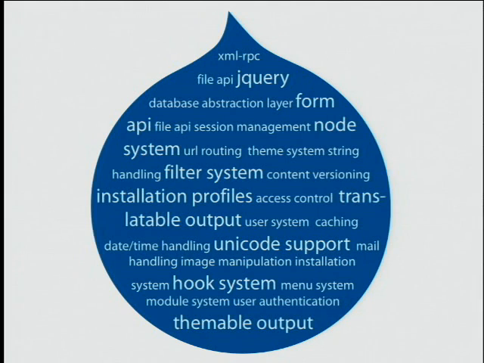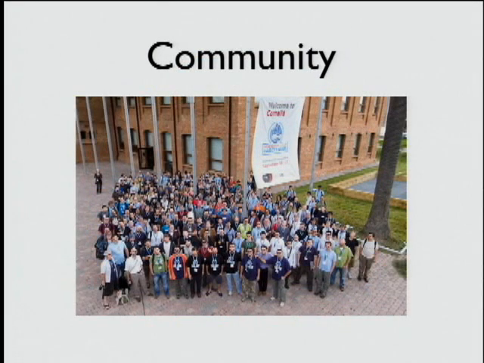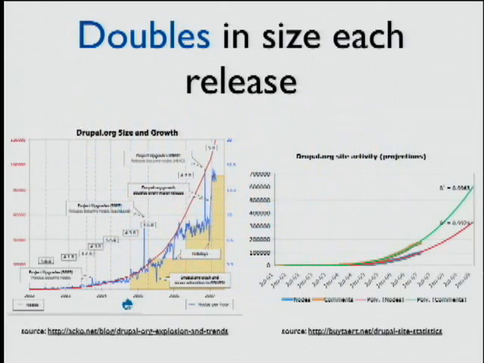And then the third thing Drupal is, is this community. We have a pretty large community. This is a picture taken at our last DrupalCon, which was in Barcelona about 2 weeks ago. And every release, our community seems to double in size. This has been an ongoing trend since the beginning. So 6.0 will be out when it's done, but probably sometime towards the end of the year or early next year.